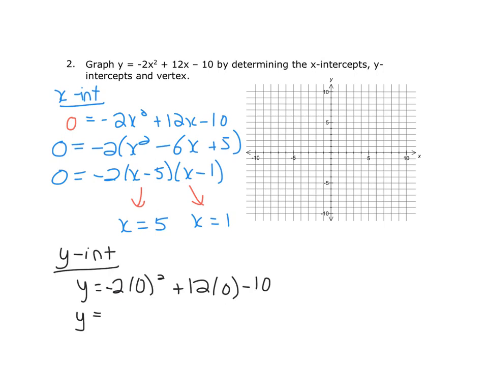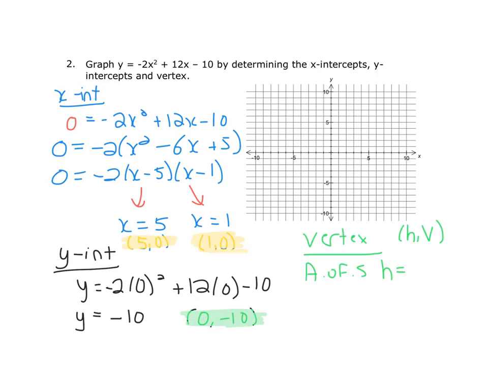Now to find my y-intercept, I'm going to substitute in 0 for x. So I have -2 times 0 squared plus 12 times 0 minus 10. This term becomes 0, this term becomes 0, and I'm left with -10. And I should write these as coordinates, so 0, -10. And same with my x-intercepts, I should write those as coordinates, 5, 0, and 1, 0.